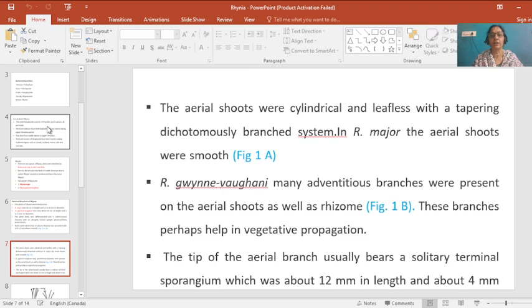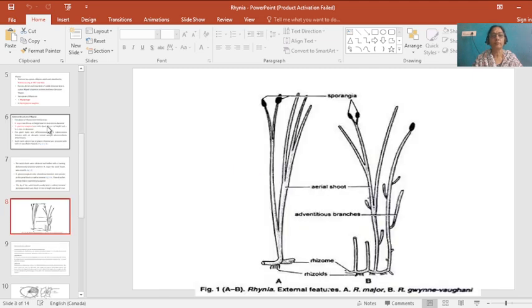In Rhynia major, the aerial shoots were smooth. In Rhynia gwynne-vaughanii, adventitious branches were present on the aerial shoots as well as the rhizome. These branches perhaps helped in vegetative propagation. The tip of the aerial branch usually bore a solitary terminal sporangium, which was about 12 millimeters in length and 4 in breadth. So this is the external morphology of Rhynia, where in figure A you will find Rhynia major, and in figure B you see Rhynia gwynne-vaughanii.